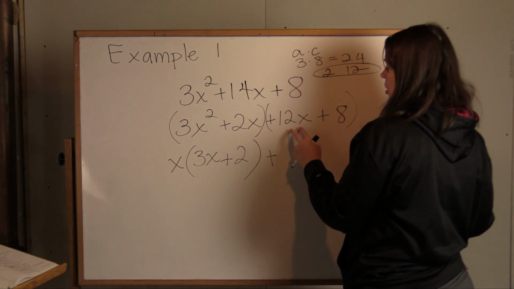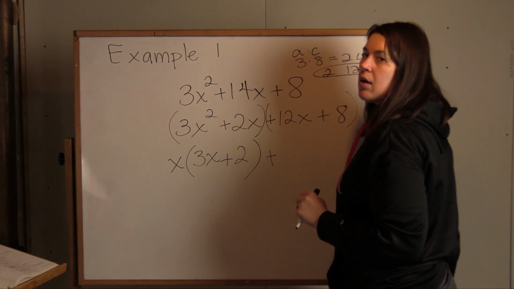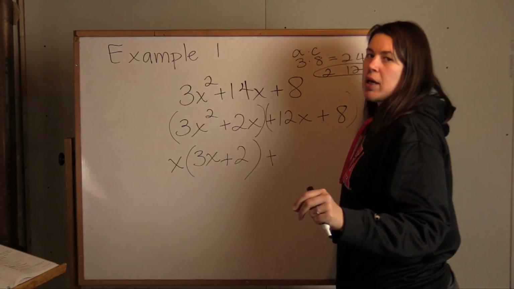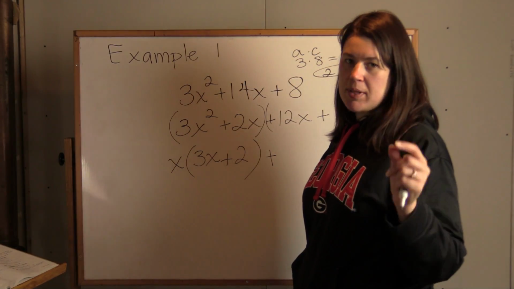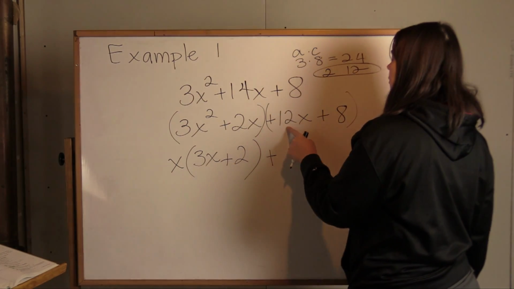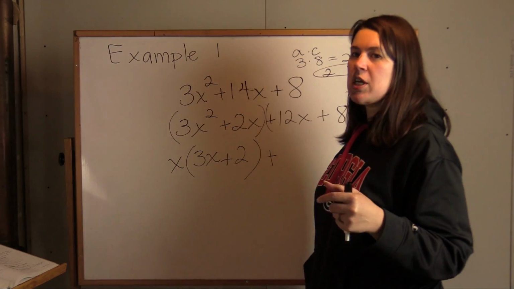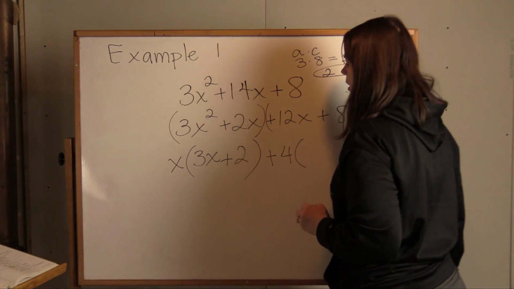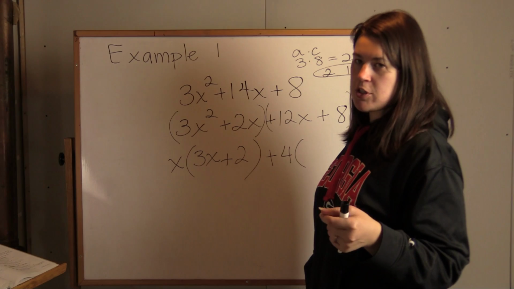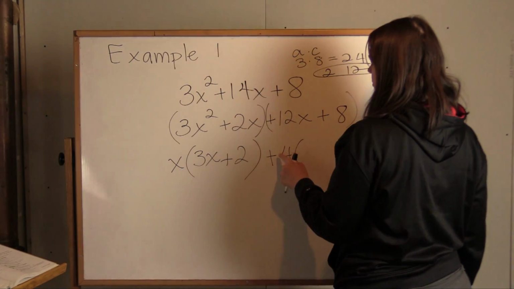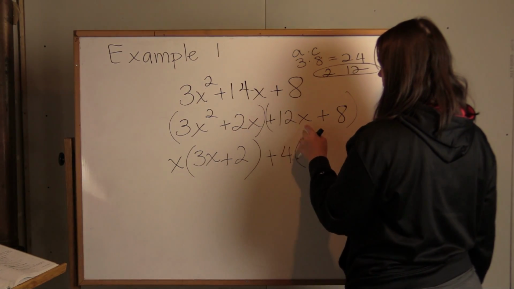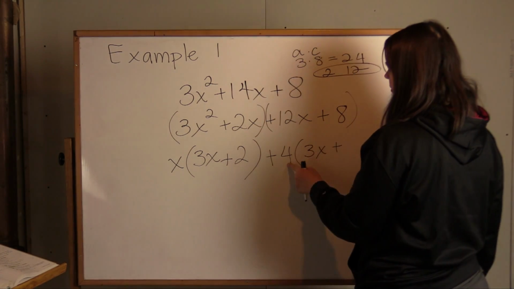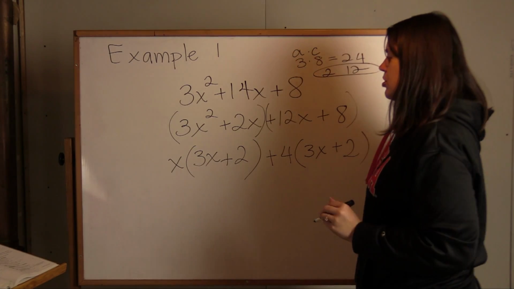So on this, I'm going to look at now 12x and 8. What do they have in common? Well, 8 doesn't have an x, so I'm not going to be able to pull a variable out on this. It's going to have to be a coefficient. Of 12 and 8, I know that they both share the factor 4. So I'm going to put 4 on the outside, and on the inside, since it's coefficients this time, we're dividing. 12 divided by 4 leaves me with 3. The x remains. This plus sign stays. 8 divided by 4 is 2.